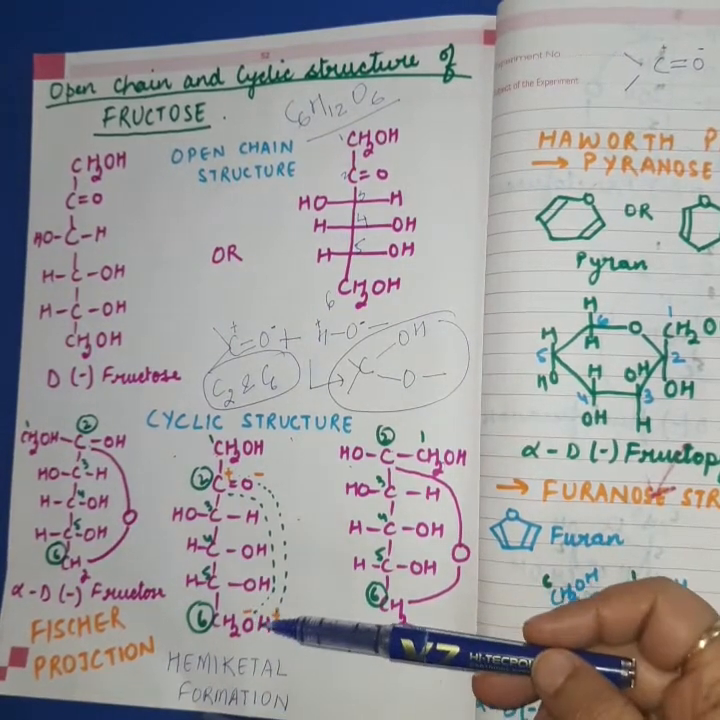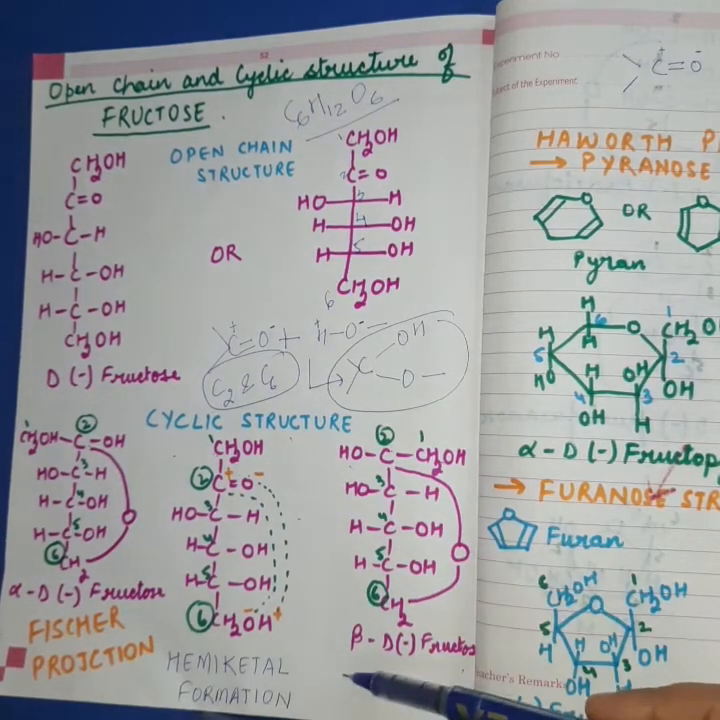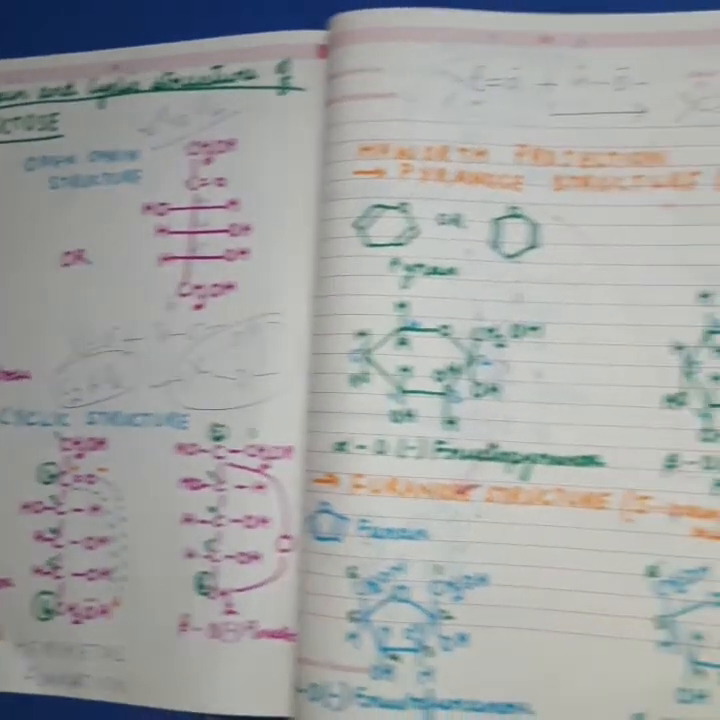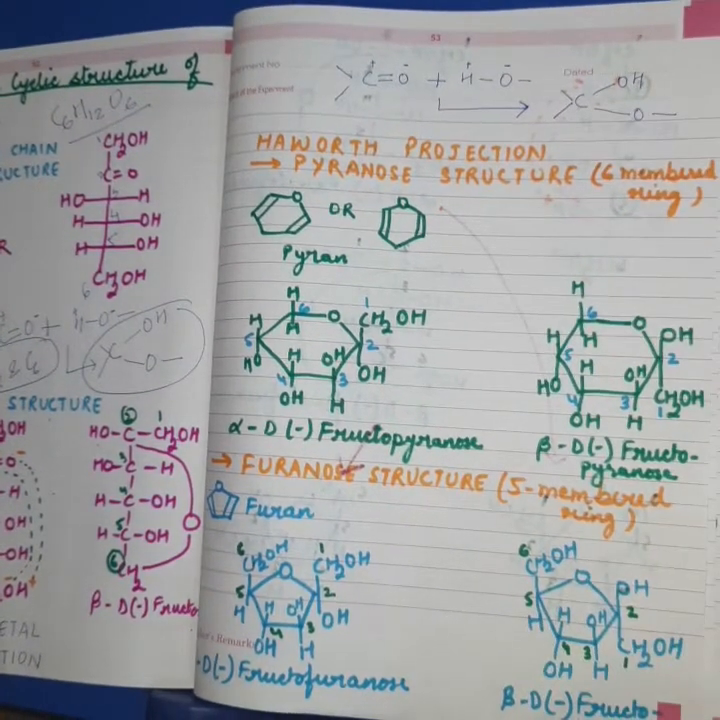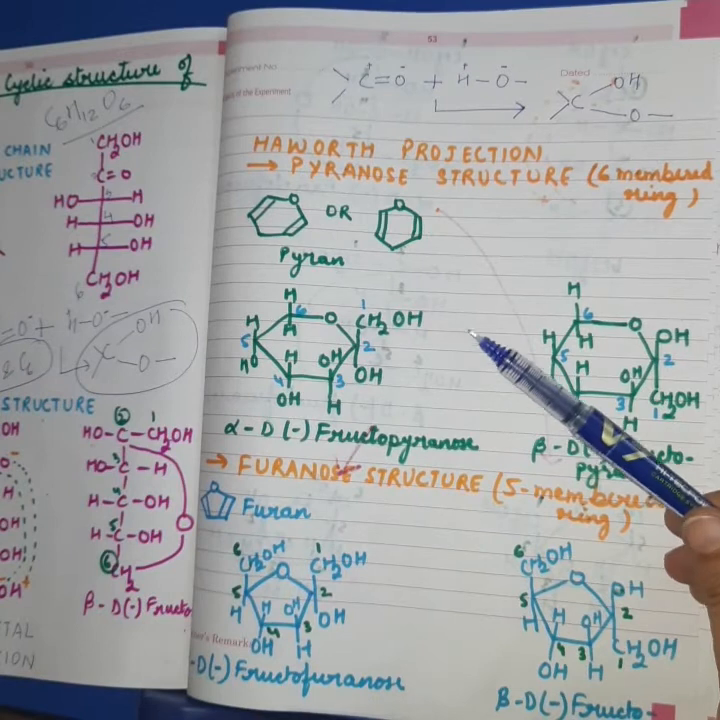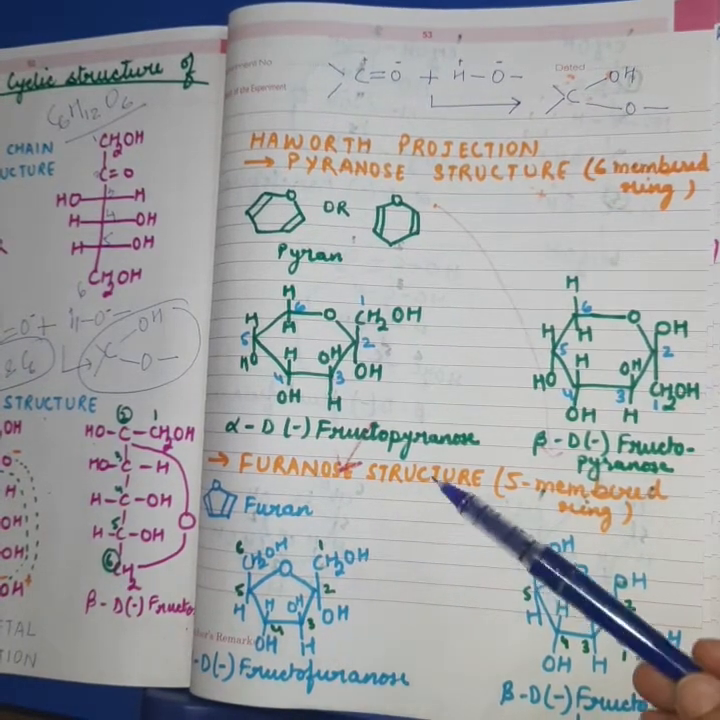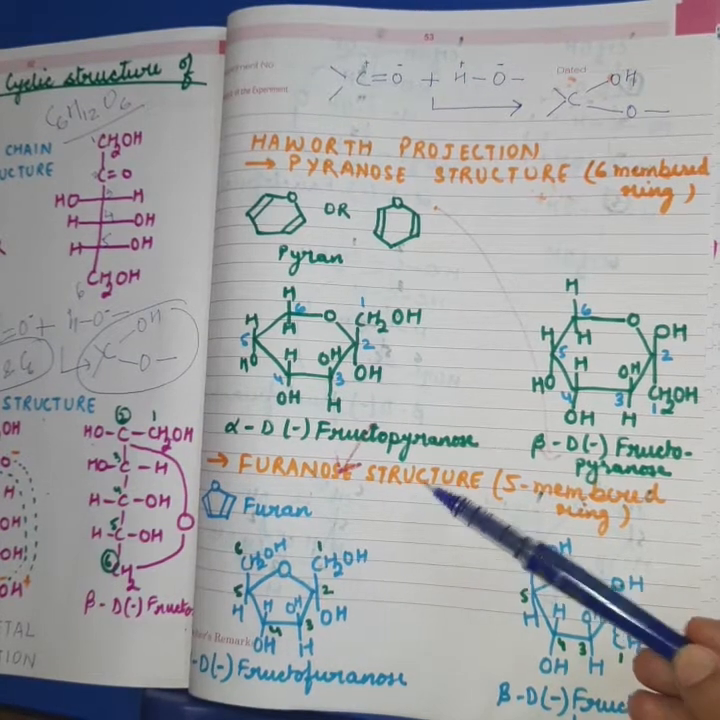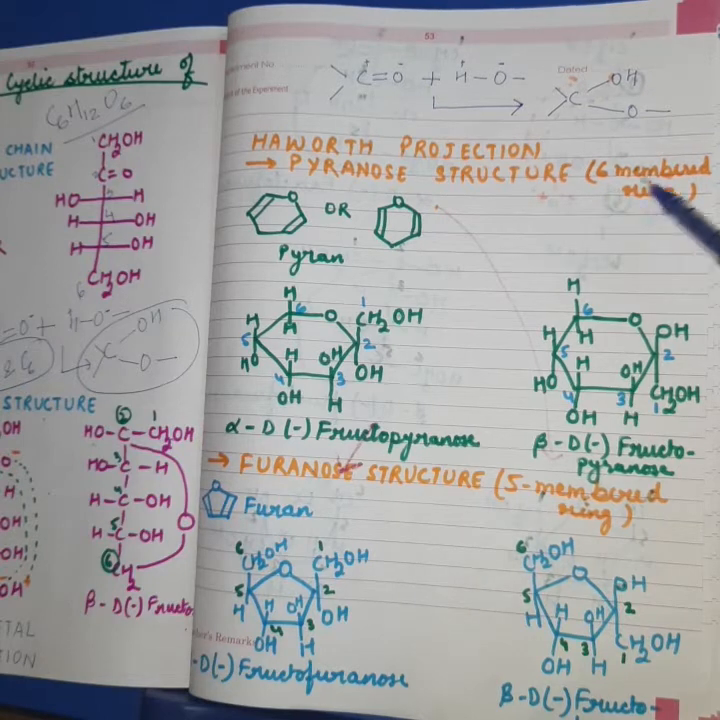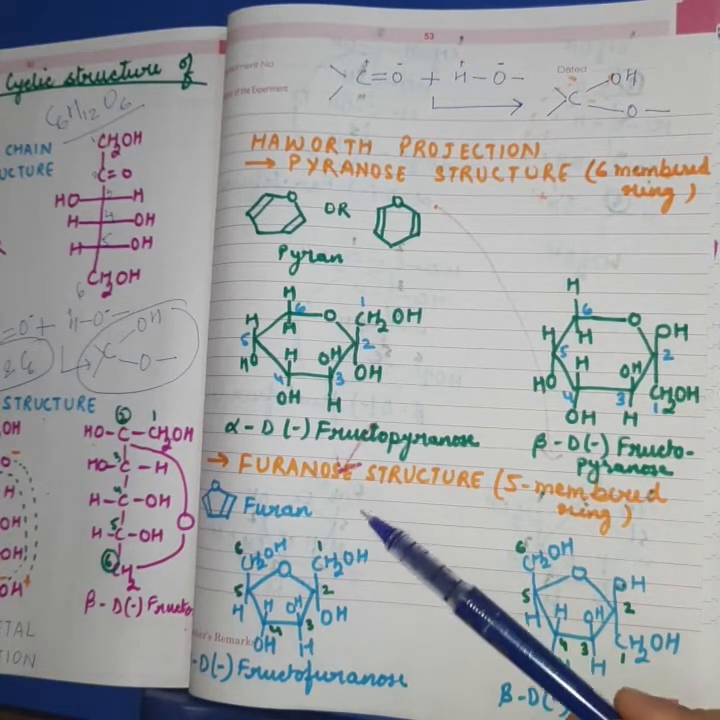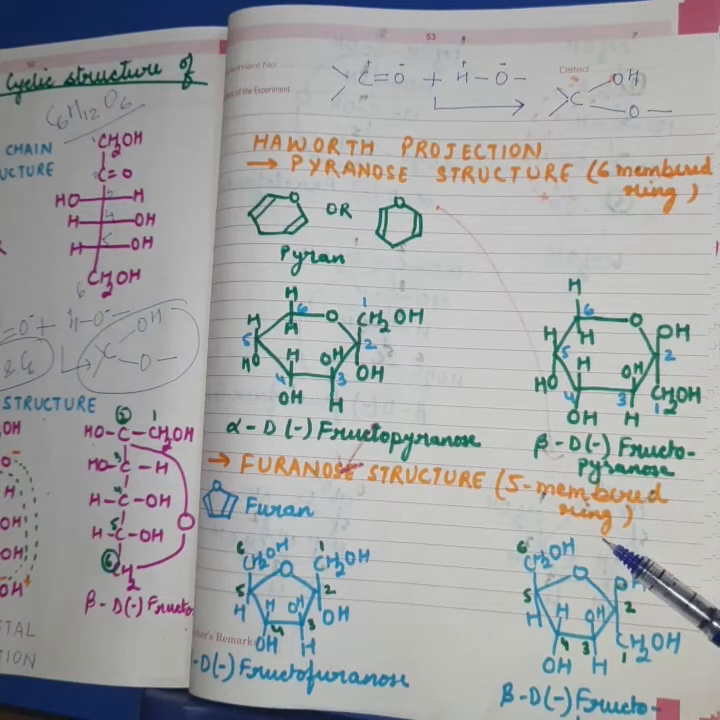In the previous video, we have seen the Fisher projection for the cyclic structure of fructose. Now here we are going to see the Haworth projection for the cyclic structure of fructose. Haworth projection can be written in two ways. One is pyranose structure and second one is furanose structure. In pyranose structure, fructose is found to have a 6-membered ring. And in furanose structure, it is found to have a 5-membered ring-like structure.